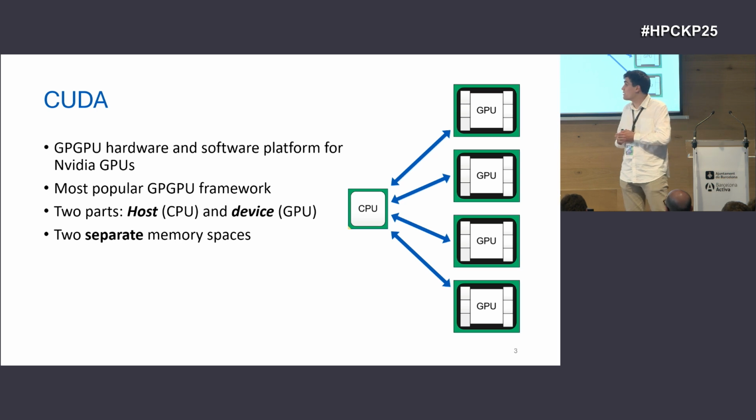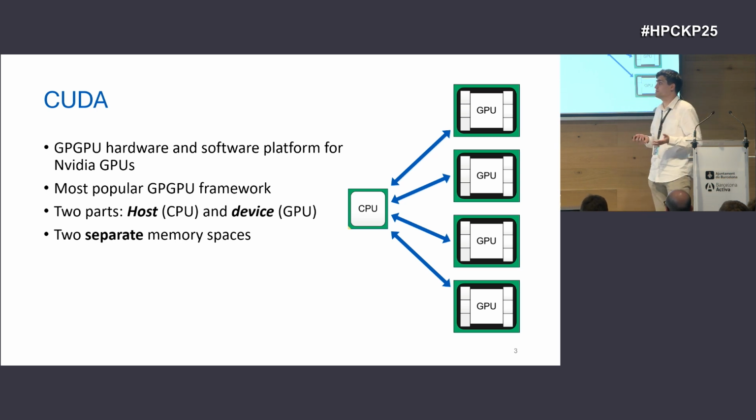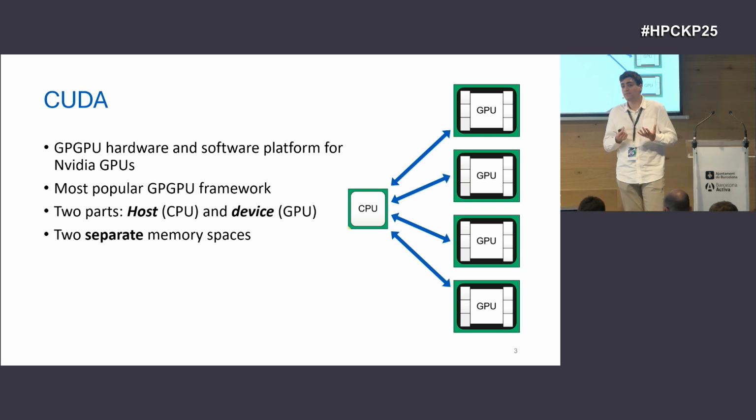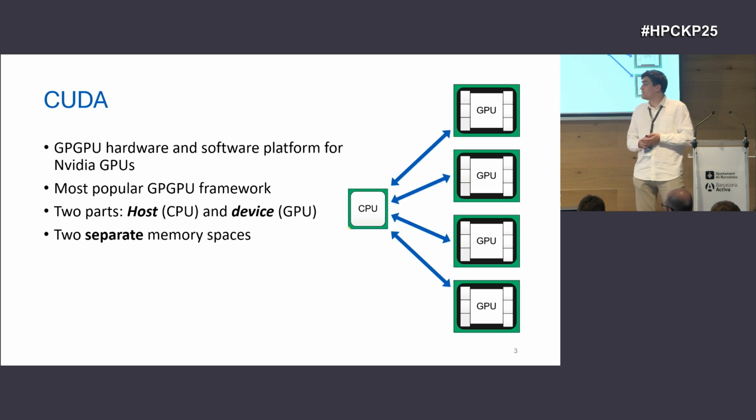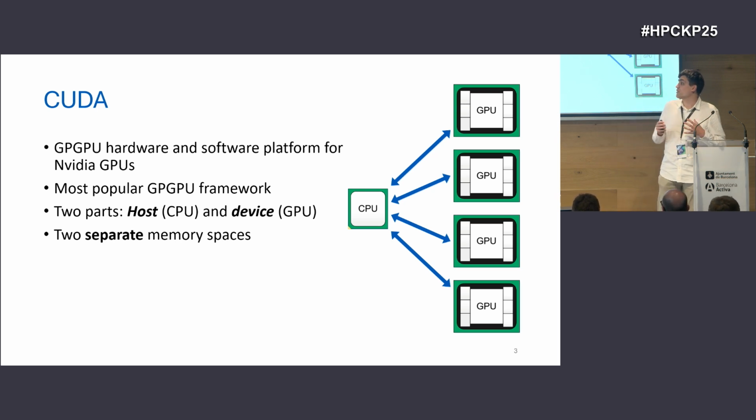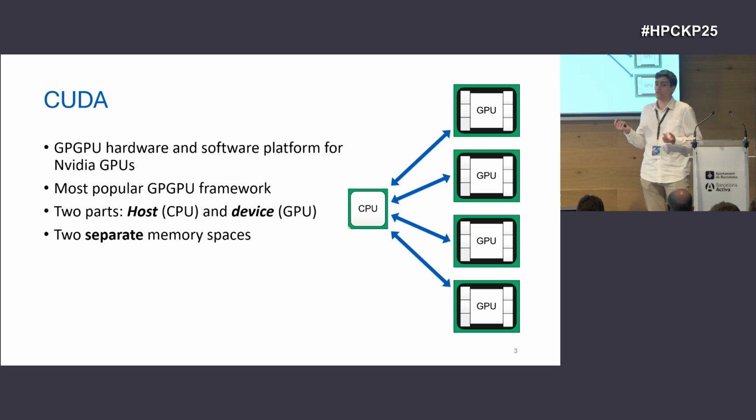CUDA is one of the most popular GPU frameworks, and it's the general purpose GPU compute hardware and software platform made for NVIDIA GPUs. It divides its code in two parts, one that is dedicated to the host, which is run on the CPU, and another section of code that is run on the GPUs, which can be multiple and communicate back to the CPU.